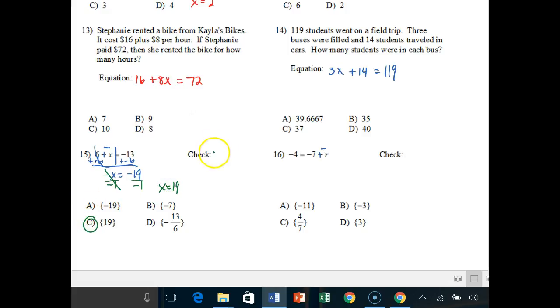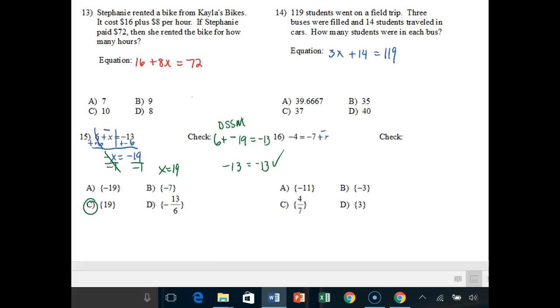And I am going to ask you to check this one. So 6 plus negative, and then plug in your answer 19. Is that really negative 13? Yes, it is. Negative 13 is equal to negative 13. Why? Because this was DSSM, different sign, subtract more. So do number 16 and also make sure you check it. Call me if you have questions.